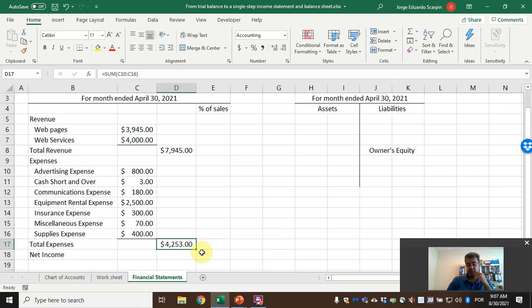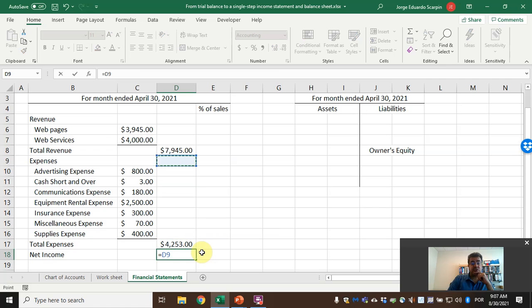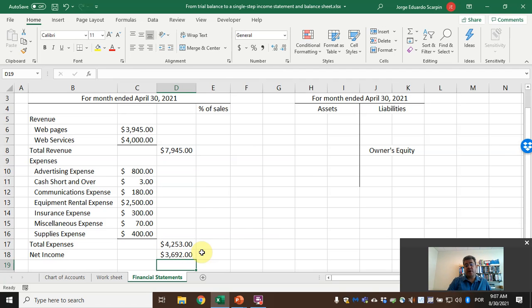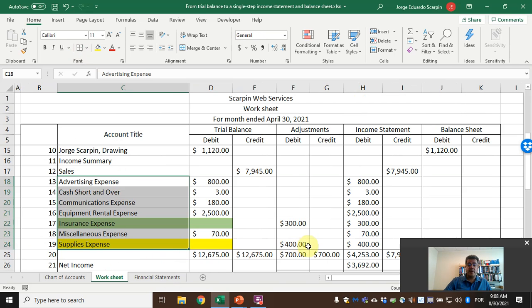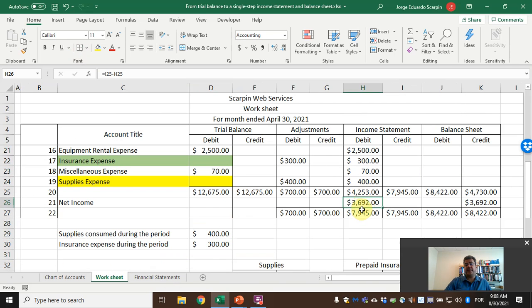Some textbooks, they put this number as a negative number. That is up to you. And net income is total revenue less total expenses. So 3,692. Here, 3,692.